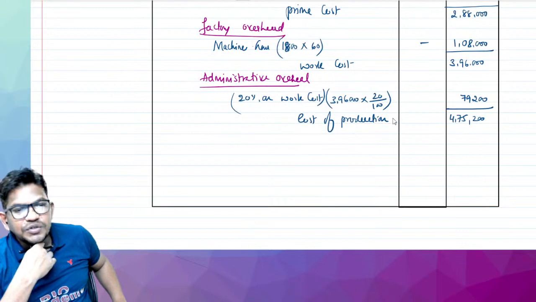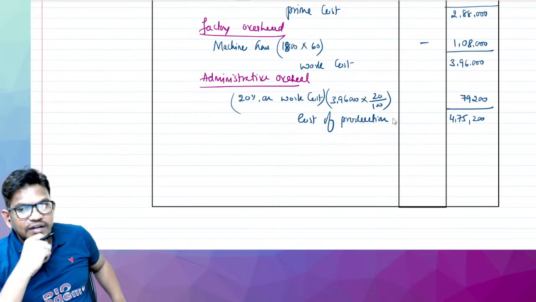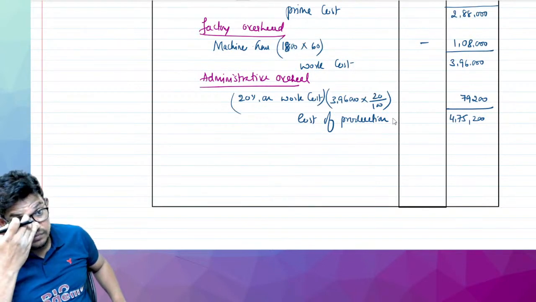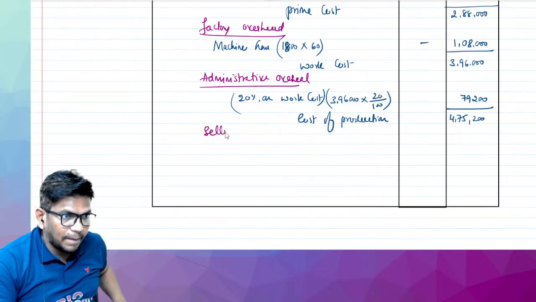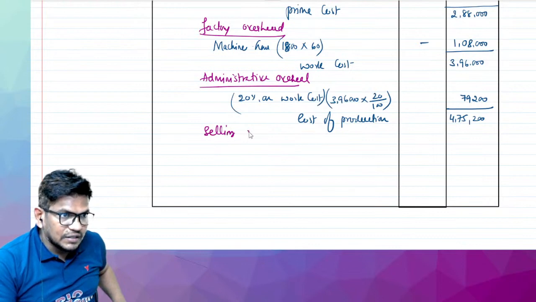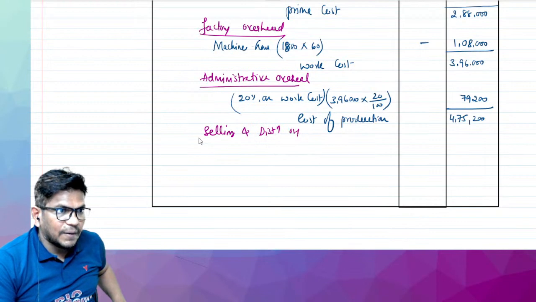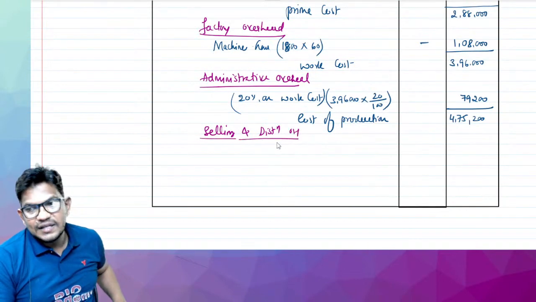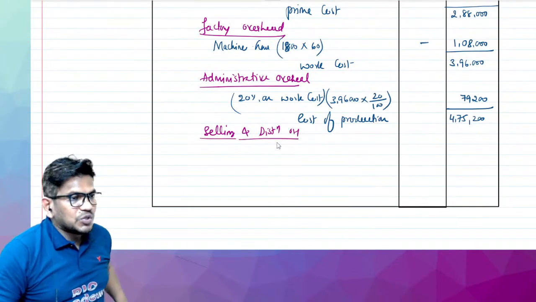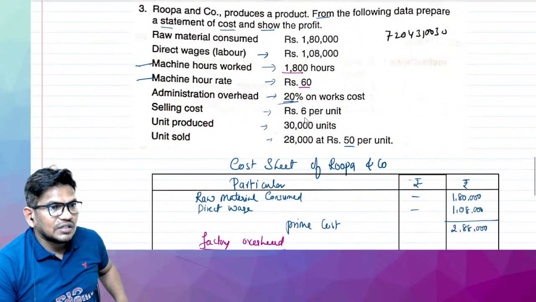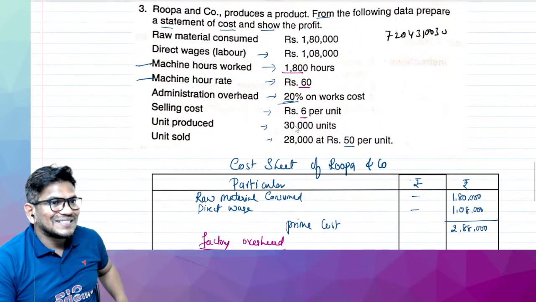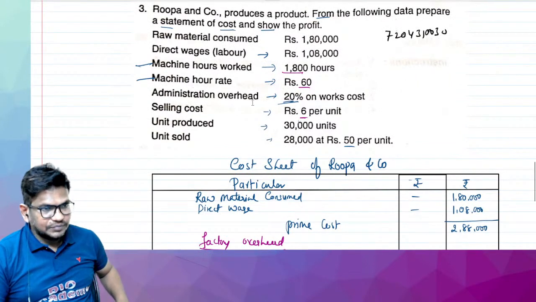Yes or no? Understood? Any doubts? No doubts? Chalo. Next we have selling and distribution overhead. So guys, what is this? Selling cost. How much is the selling cost? Selling cost is 6 per unit. Remember.